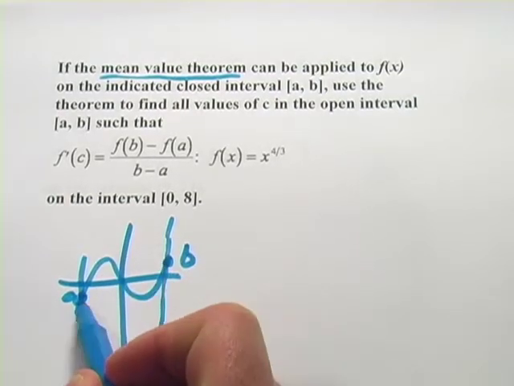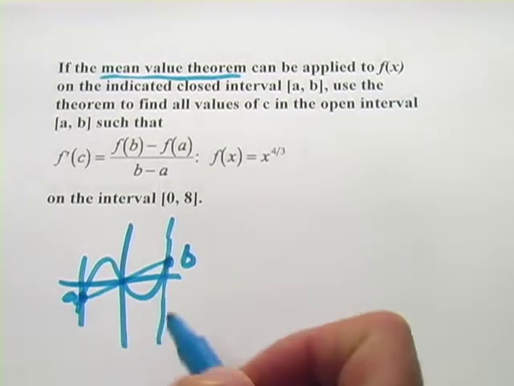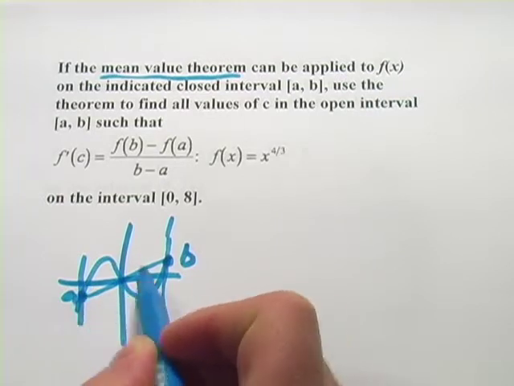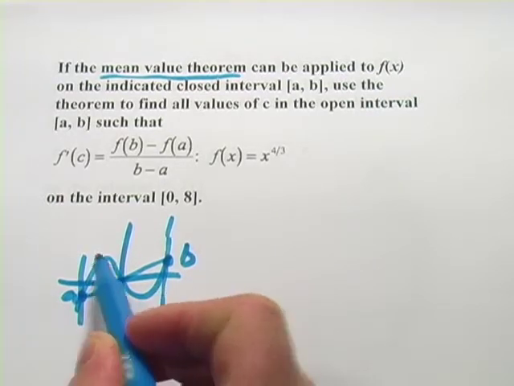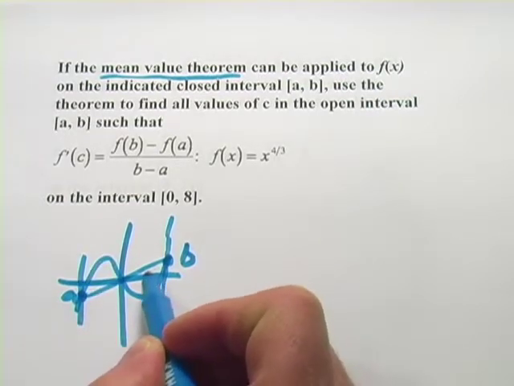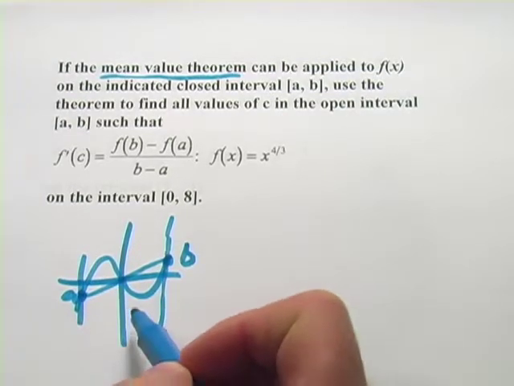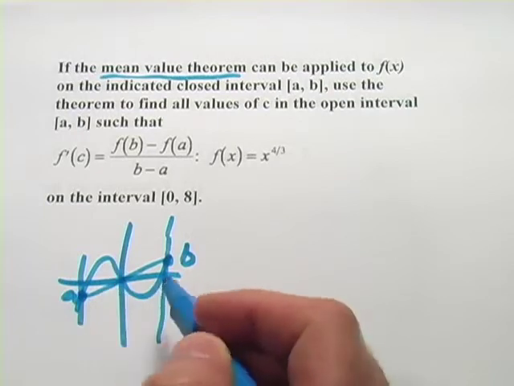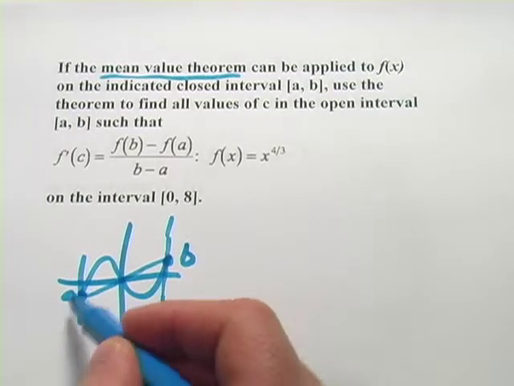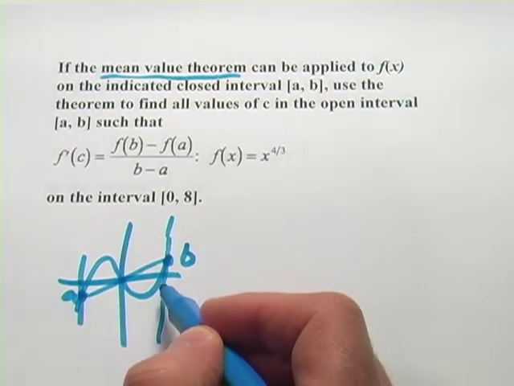The slope of this line from a to b, somewhere on this function is going to have a tangent line with that exact same slope. Maybe more than one spot, but there's going to be at least one spot, as long as this function is continuous and differentiable over that interval.